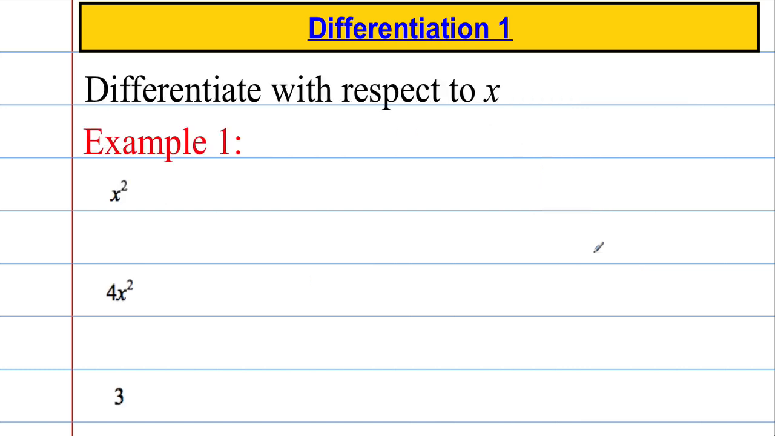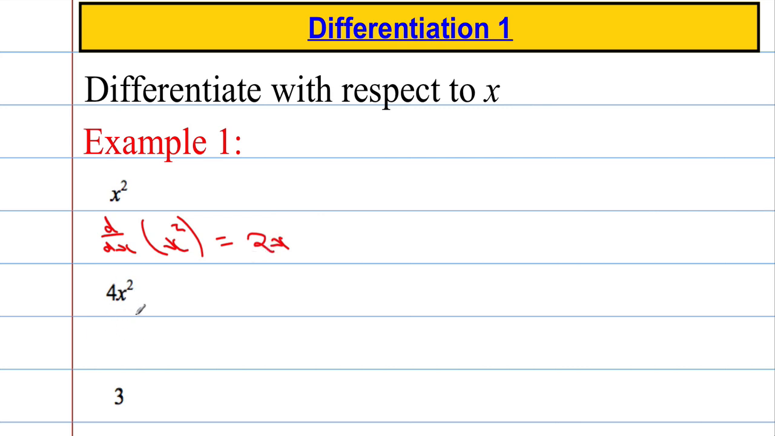So let's take a look at example 1. I've got a few questions here for us to practice. I want to differentiate with respect to x. So if I have x squared, the derivative d by dx, the derivative with respect to x of x squared is going to be equal to, so we take the power down in front, we multiply by the coefficient of x, which is 1, so 2 times 1 is 2, and we reduce the power of x by 1, which is going to be 1. Now, mathematicians are lazy, so I'm going to leave out that 1. So the derivative of x squared is 2x.